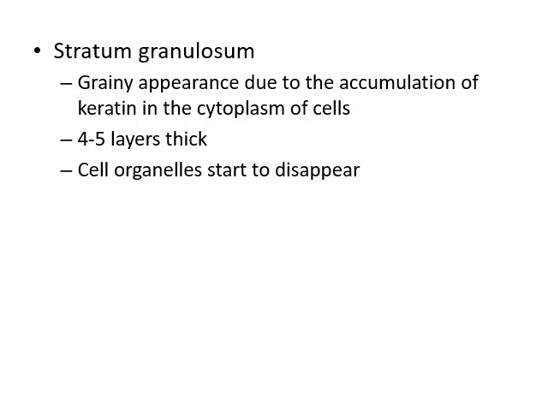Then coming to stratum granulosum, this has a grainy appearance due to the accumulation of keratin in the cytoplasm of the cells inside small vesicles, and this is about 4 to 5 layers thick. And in this layer, the organelles of these cells start to disappear and progressively the cells get filled with keratin.